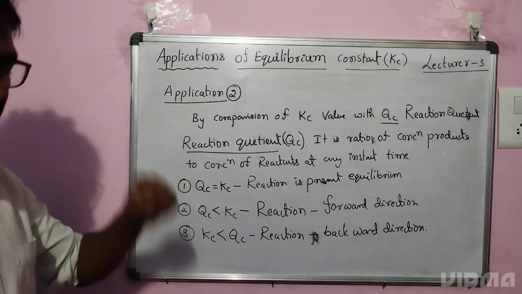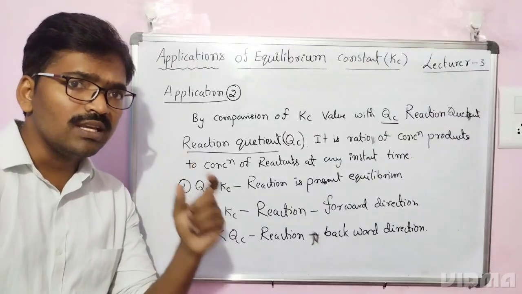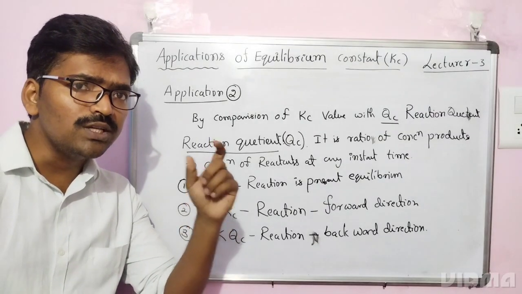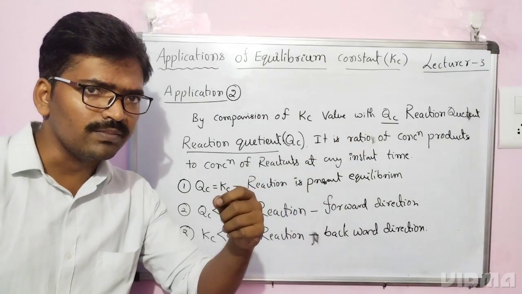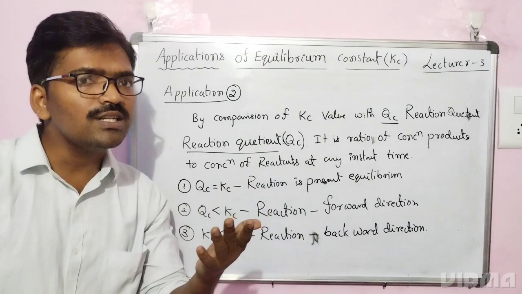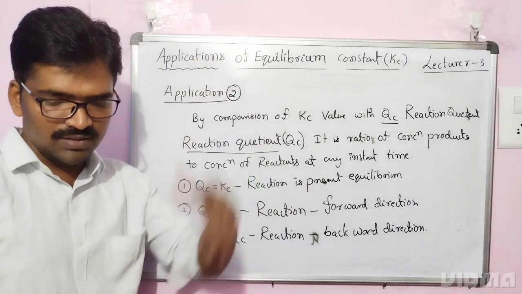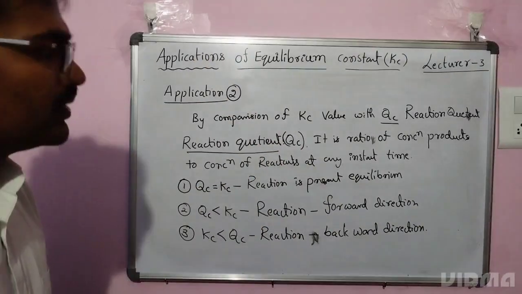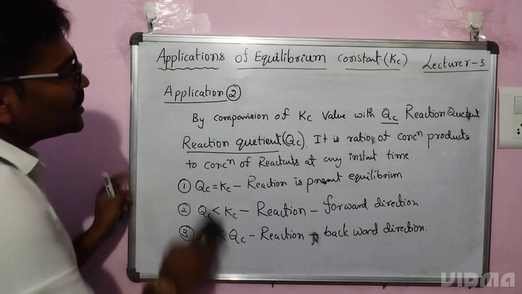This is the second application. Based on the Kc values, we can determine whether the reaction proceeds in the forward direction or the backward direction, that is, whether the concentration of products or the concentration of reactants is greater in the reaction mixture. Do you all understand? Now, next, application number 3.